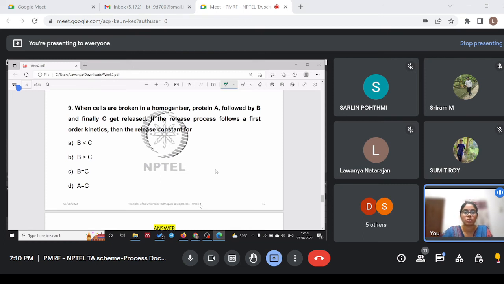When cells are broken in a homogenizer, protein A followed by protein B, and finally C get released. If the release process follows first order kinetics, then the release constant for B is less than C, B is greater than C, B is equal to C, or A is equal to C. So remember that C is equal to C naught into 1 minus e power minus kt. Right? So it follows first order kinetics. This was the formula, and we are talking about release constant k here.